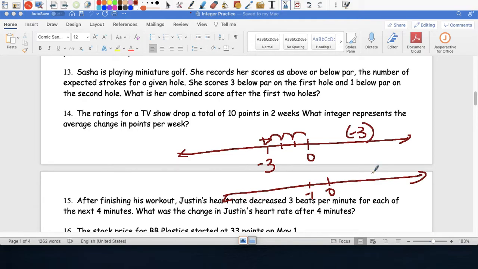She scored three below par on the first hole and one below par on the second hole. So on the second hole, she got negative one. Right, so one below par, one below zero. What's the combined score after the two holes? Well, on the first hole, she got a negative three. On the second hole, she got a negative one. So combined, it's negative four. Combined score is negative four.